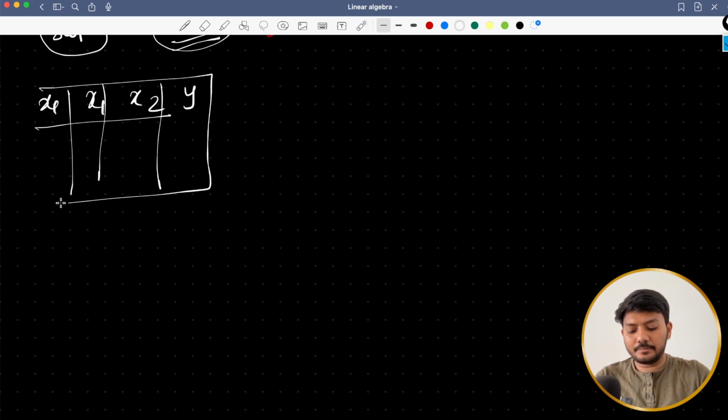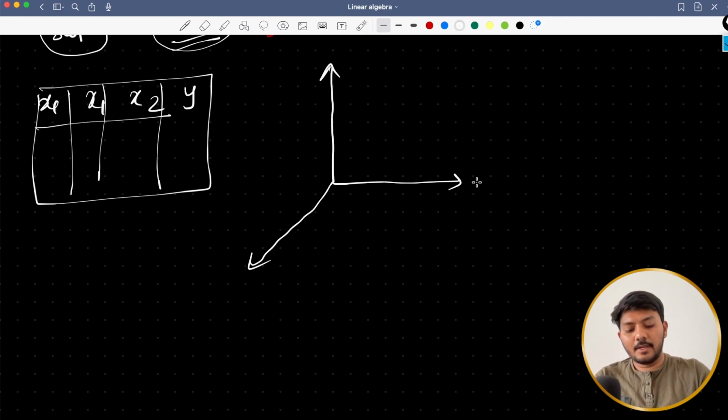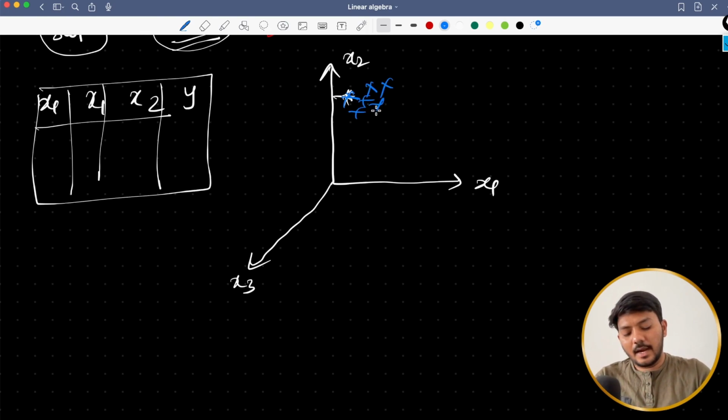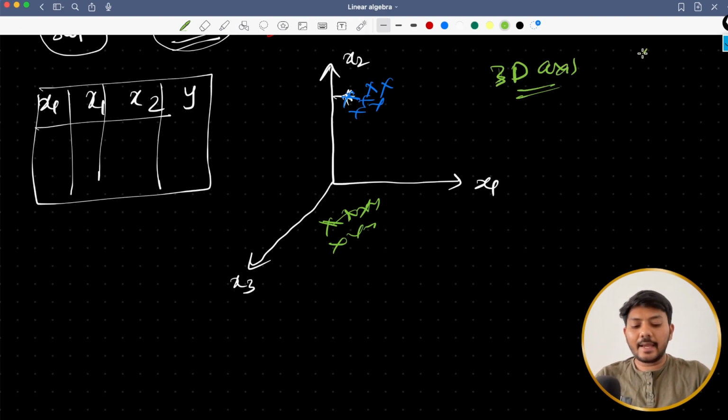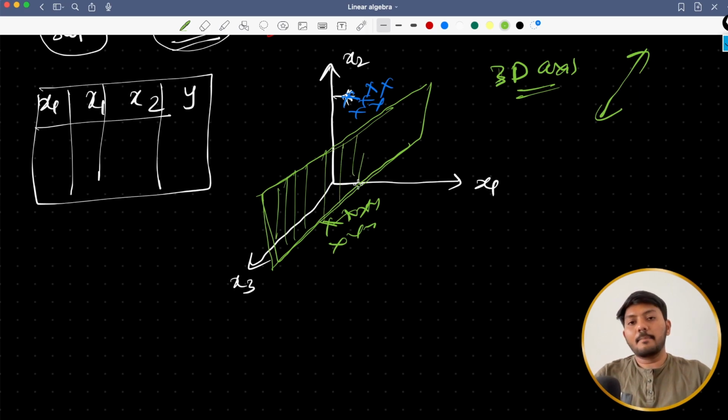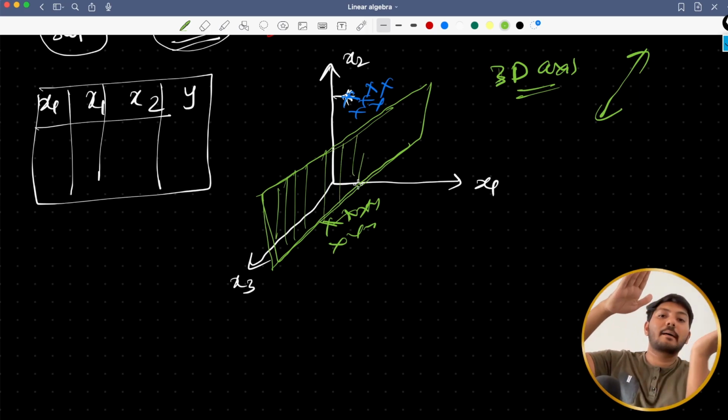Now you might ask, what if I have points like x1, x2, x3 and I have target y? Then I would have a three-dimensional axis like this: x1, x2 and x3, and there might be some points here and some points here. Because it is a 3D axis, I cannot draw a line. Now I would have to draw a plane actually. So this is a plane.